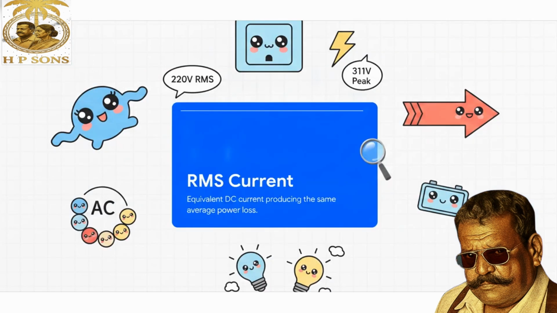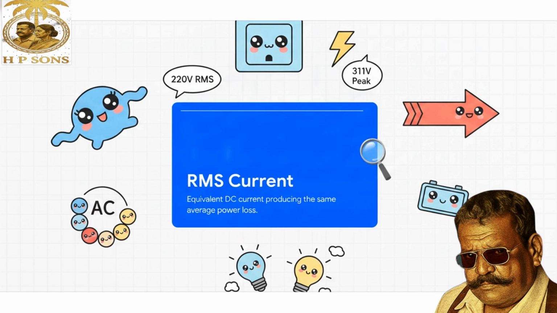But here's the catch. This constant fluctuation creates a real measurement problem. Think about it. How do you measure something that mathematically averages out to 0 over a full cycle? Because AC is constantly fluctuating, we measure it using something called the root mean square, or RMS. This gives us a steady, effective baseline to compare against DC power.